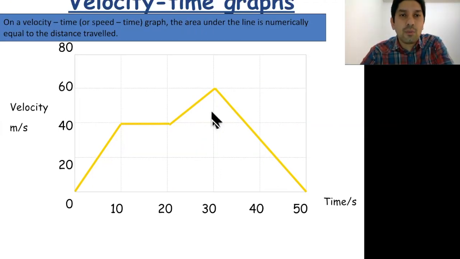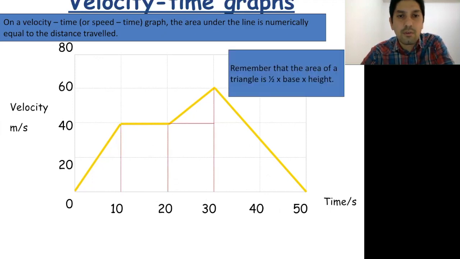Alright, one more thing which we can deduce from a velocity-time graph. On a velocity-time graph or speed-time graph, the area under the line is numerically equal to the distance traveled. So this area is equal to distance traveled. What is the formula for area? Area is base times height. For the triangle, remember that the area of a triangle is 1 over 2 times base times height, because it is half of the rectangle.